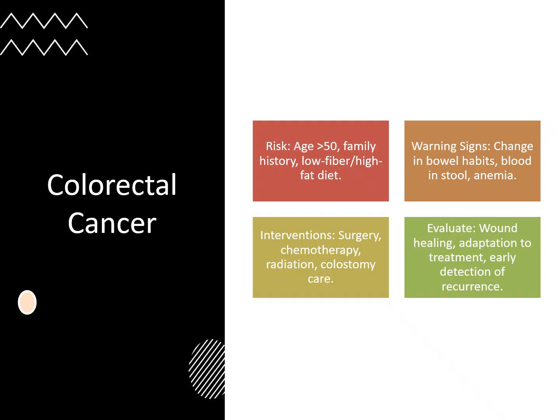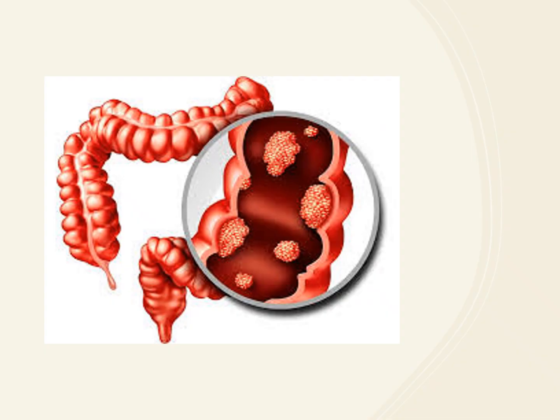Colorectal cancer. Risk: age greater than 50, family history, low fiber, high fat diet. Warning signs: change in bowel habits, blood in stool, anemia. Intervention: surgery, chemotherapy, radiation, colostomy care. Evaluate wound healing, adaptation to treatment, early detection of recurrence. That's what it looks like.